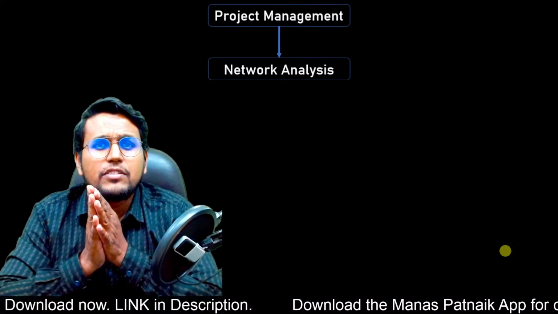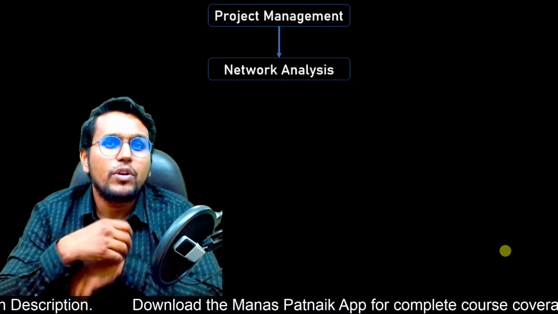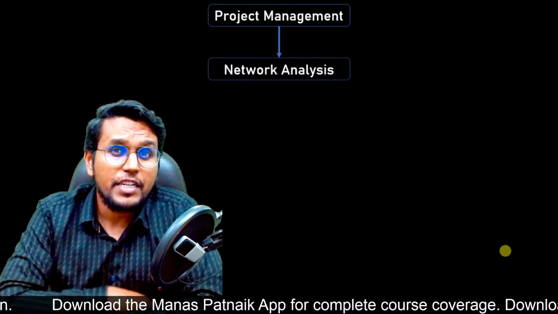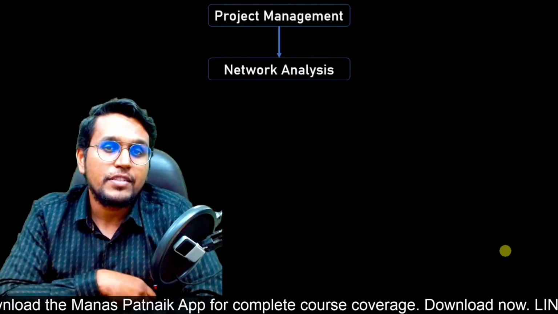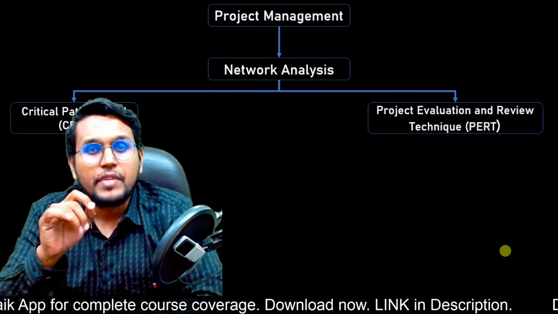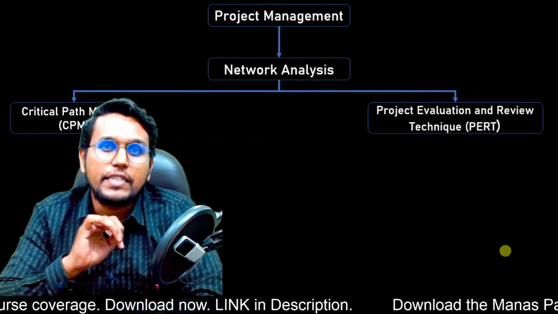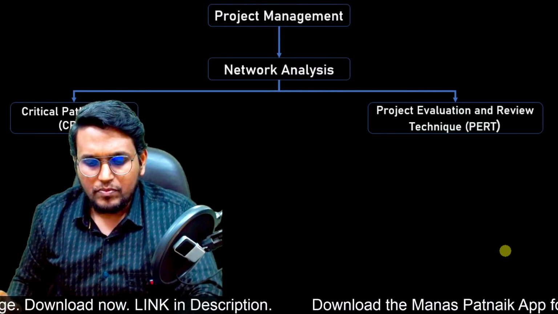And in network analysis also, there are various ways to do network analysis. So we primarily focus on the two main methods that we are going to do in this series. One is the critical path method, CPM, and the other one is PERT, which is Project Evaluation and Review Technique.